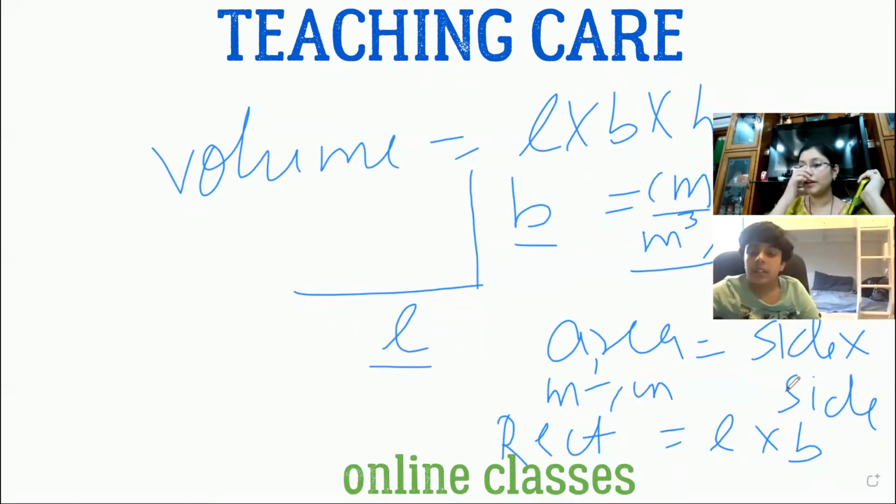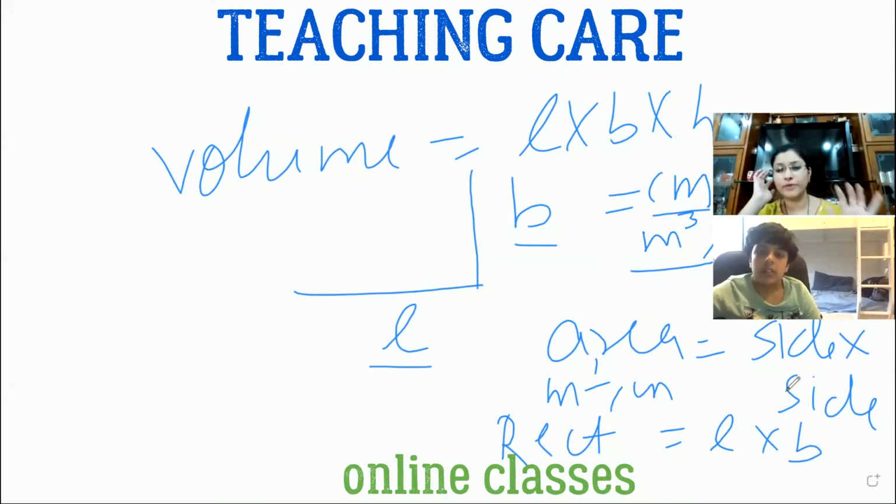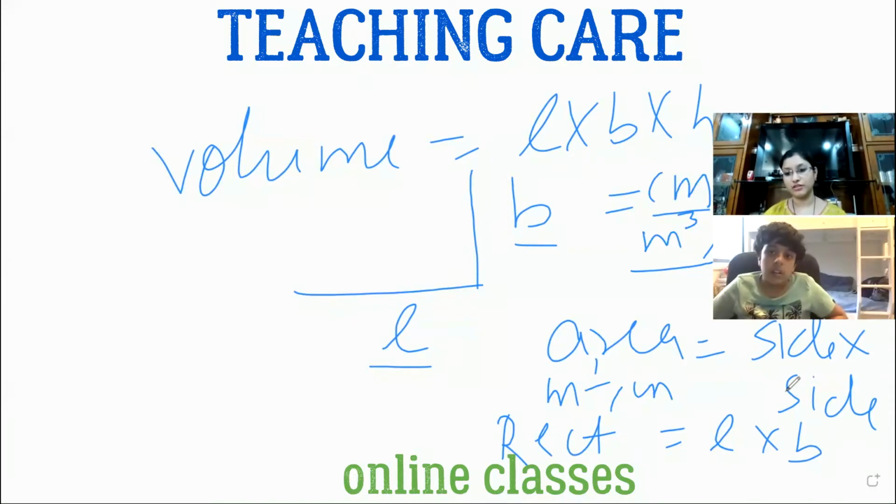So there is no such difference between volume and area. Area is two-dimensional. Volume is three-dimensional. In area, two things are there: length, breadth. In volume, length, breadth, and height. Area is how much space the thing is occupying. Volume is how much space is inside the thing.